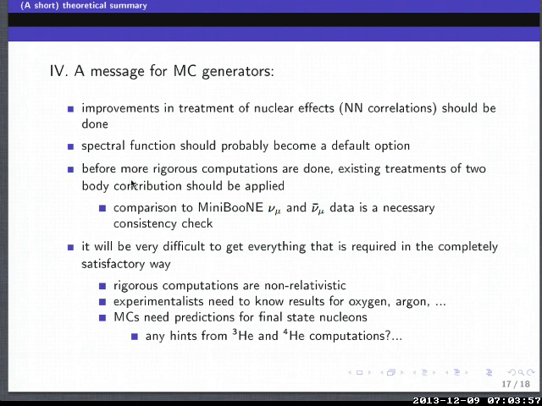Okay, but then they can be used. It takes a few days to do one of these. No, I'm referring to the time scale of those two-body current contributions. I mean, these are very complicated.